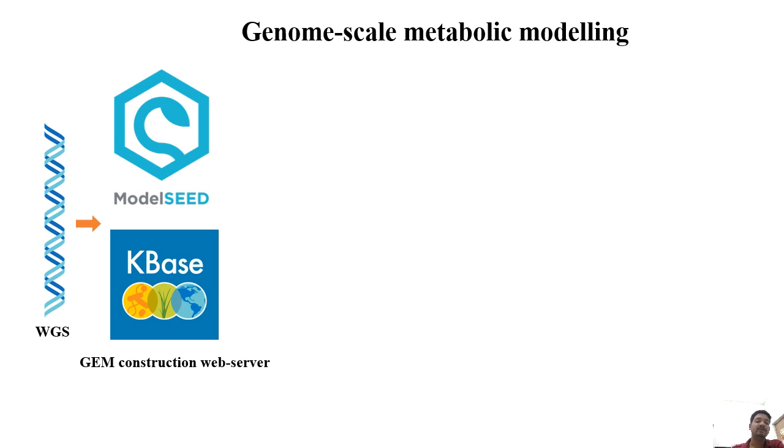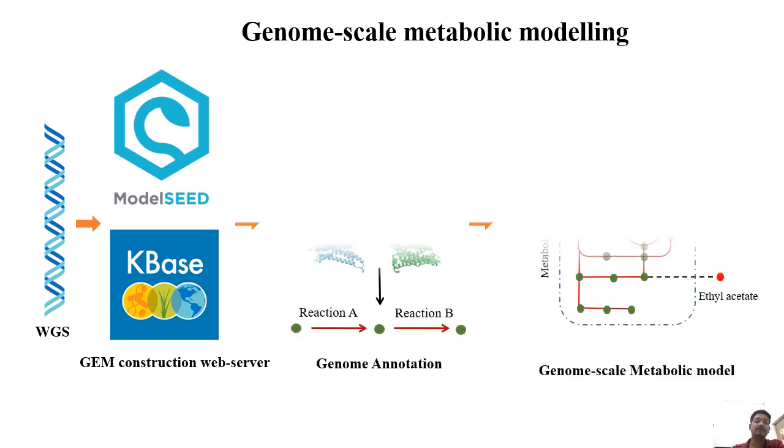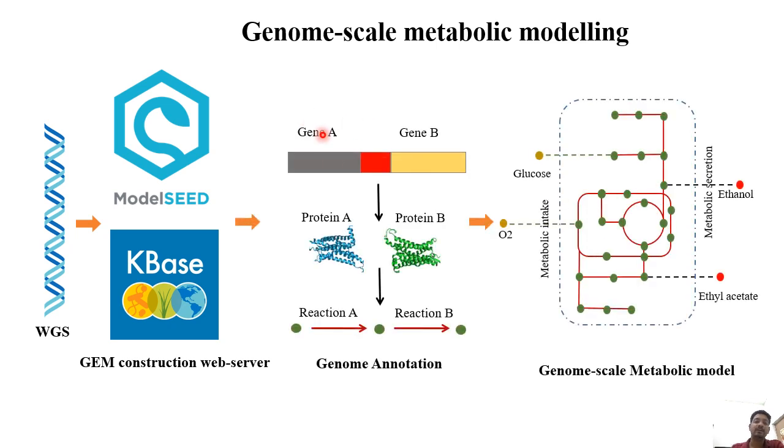A genome scale metabolic model is an in silico model, designed computationally, which shows the total metabolic activity of one microorganism. For that, the whole genome sequence of one microorganism is considered, and that is annotated using different web servers. After annotation, the whole genome is assigned with the respective genes, then the respective proteins and the respective reactions. These reactions are connected to construct a genome scale metabolic model.